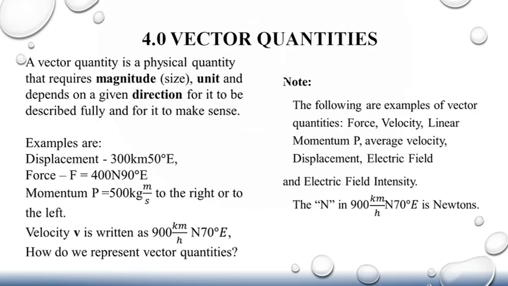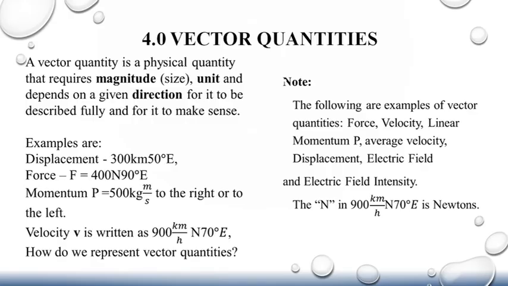Momentum P can be described as 500 kilograms meter per second to the right or to the left. Velocity V is written as 90 km per hour north 70 degrees east.